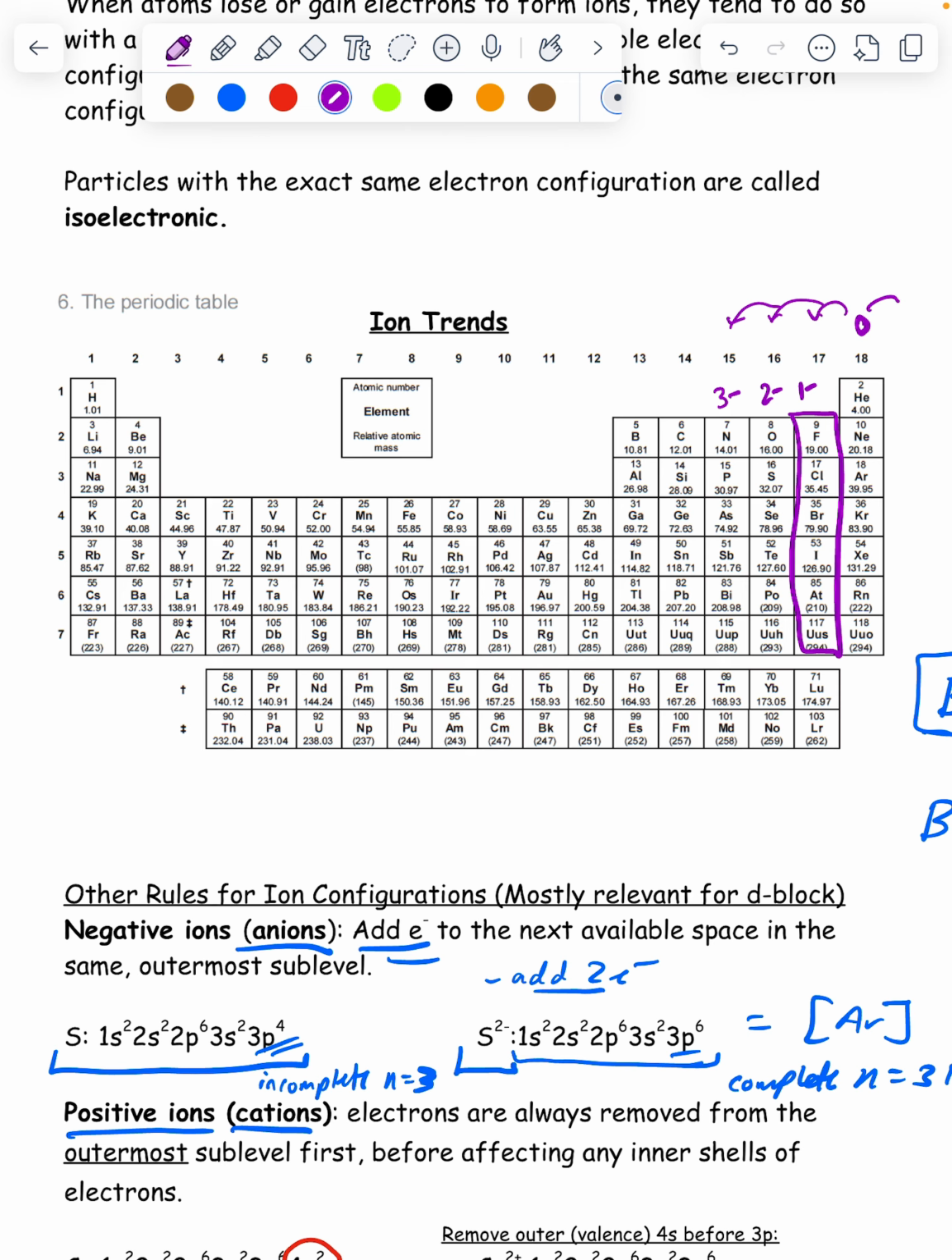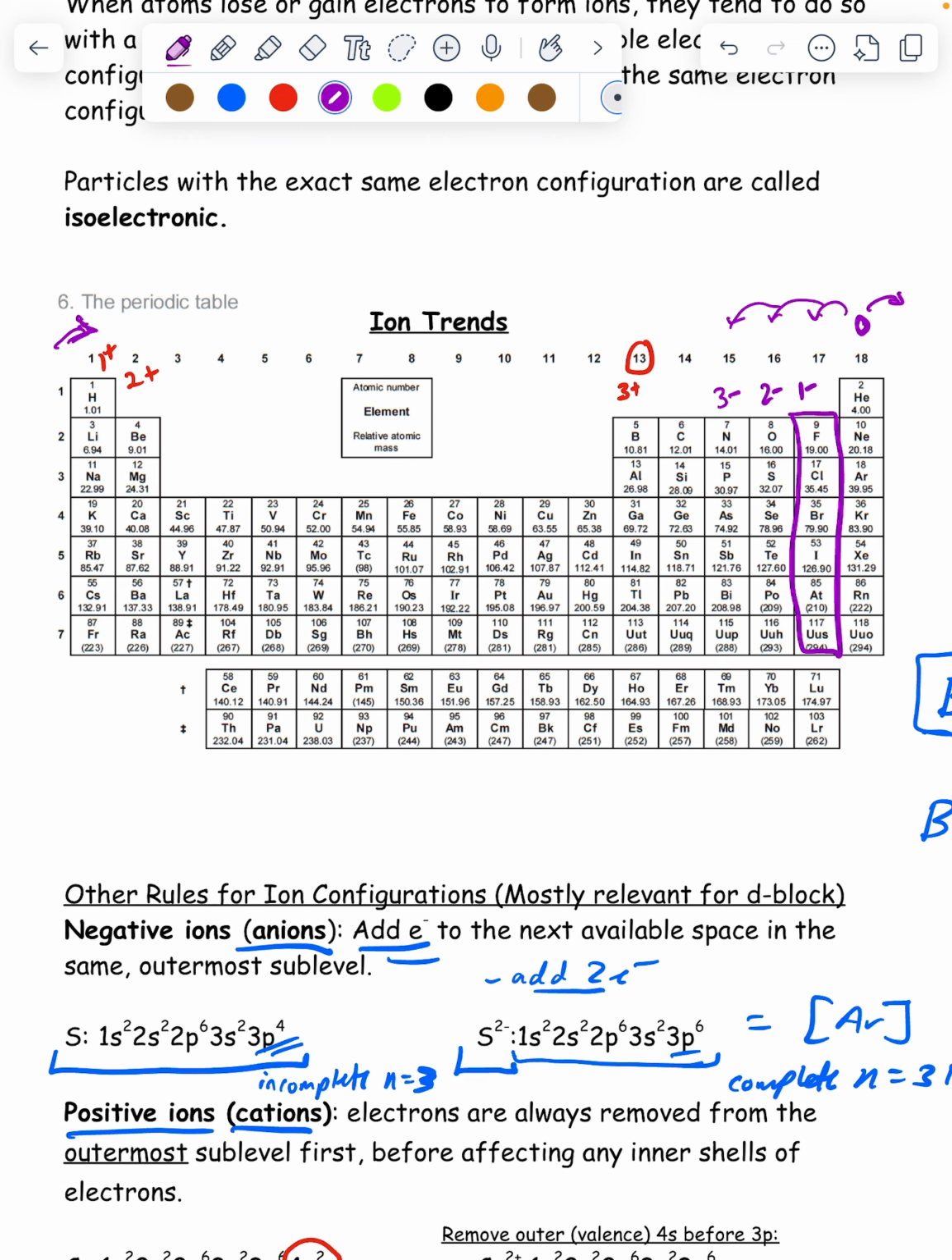If I go to the right of 0, I end up back around here at group 1. And group 1, we know, has 1 valence electron, so they tend to lose that 1 valence electron, and then they form 1+ ions typically. Things in group 2 tend to form 2+ ions, and things in group 13 are actually the ones that have 3 valence electrons, and they form 3+ ions.